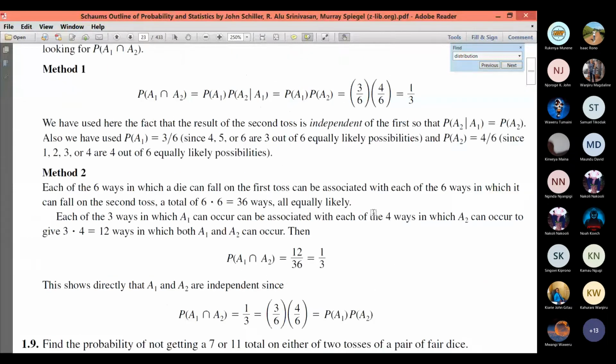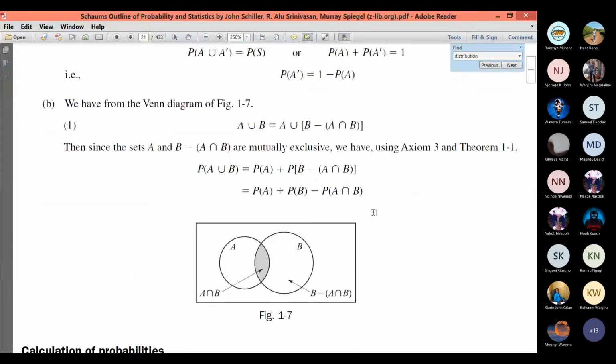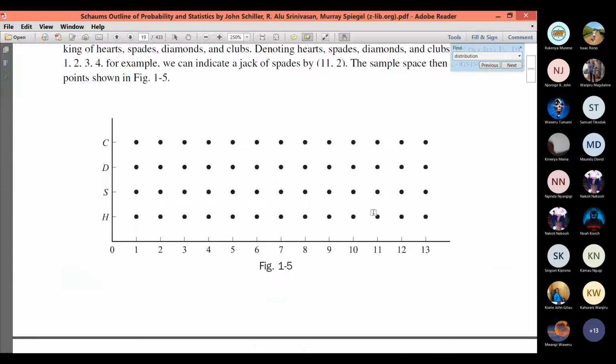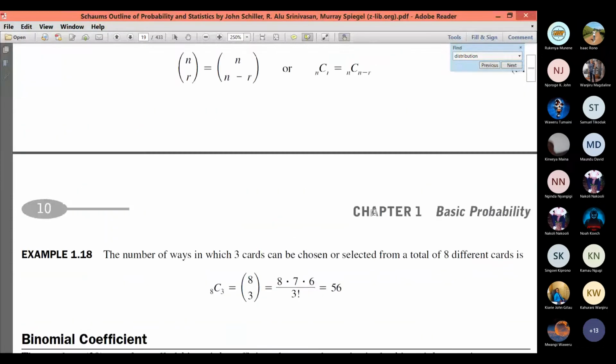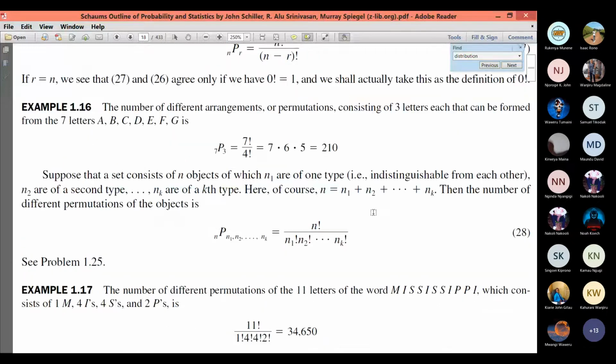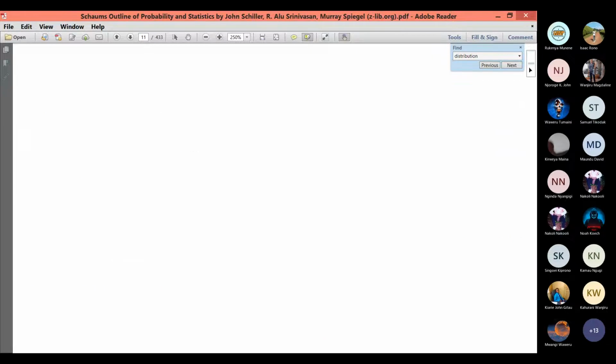I said we can have finite or infinite. Some people say finite sample spaces and infinite. Finite means you can count them. Infinite, on the other hand, you cannot count. That's the difference.